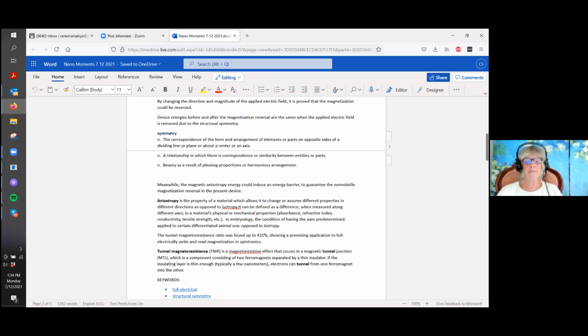Anisotropy is the property of a material which allows it to change or assume different properties in different directions, as opposed to isotropy. It can be defined as a difference when measuring along an axis in a material's physical or mechanical properties, such as absorbance, refractive index, conductivity, tensile strength, and more. And this is going to become more and more critical, especially for people who are getting stuffed with these soft robotic technologies.